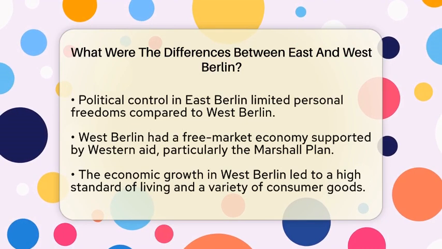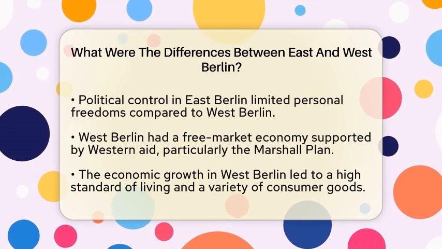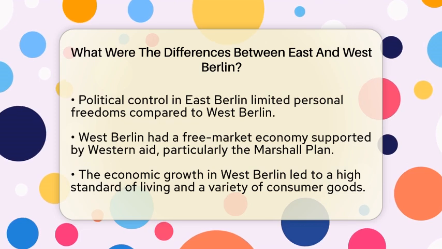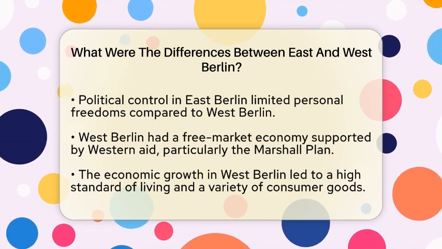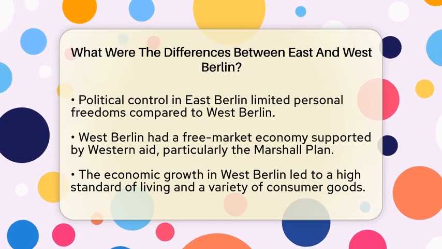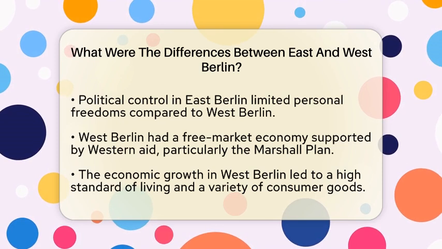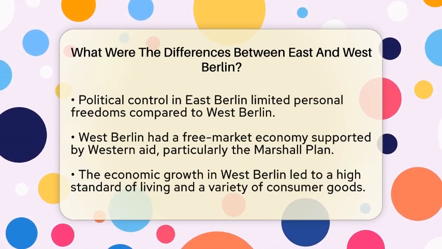Now let's talk about the economy. West Berlin embraced a free market economy. It benefited from Western aid, particularly the Marshall Plan, which fueled rapid industrial growth. This led to what many called the economic miracle. Residents enjoyed a high standard of living, with a wide variety of consumer goods available.